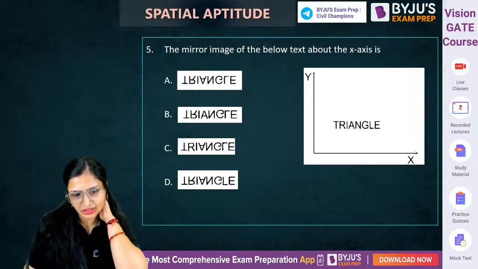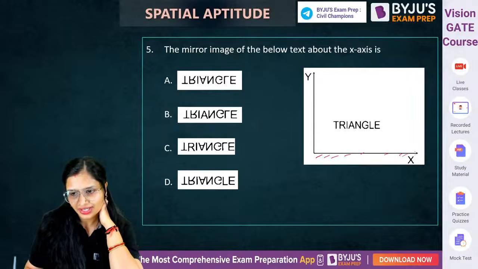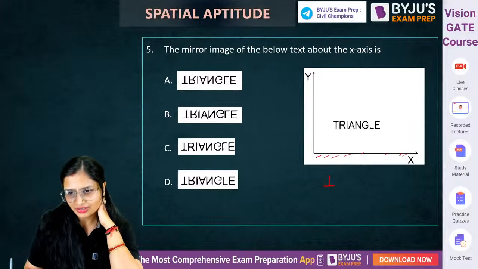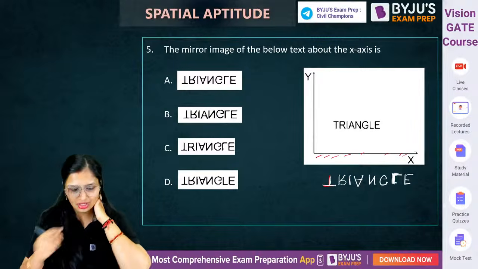What will be the mirror image, guys? If you are placing a mirror here, what will you see? Triangle. T, I'll take a white pen, T will become like this. R is opposite. I will remain as it is. A will just become opposite. N will become like this. G will become opposite. L. What will be the option?